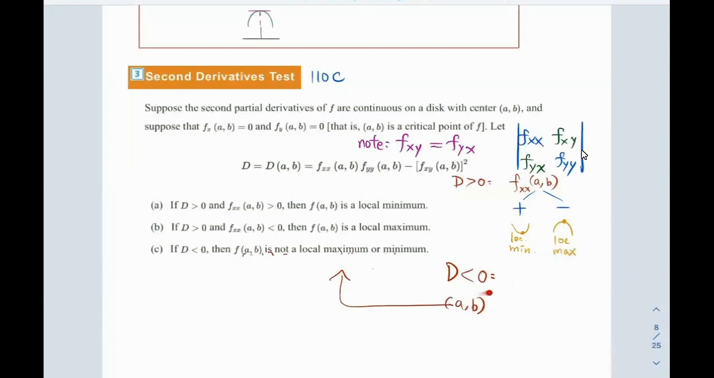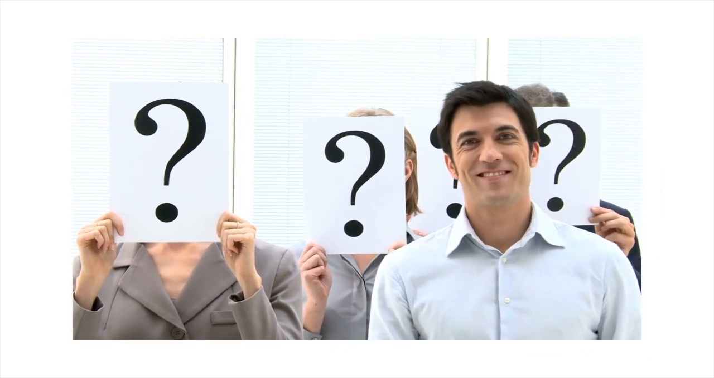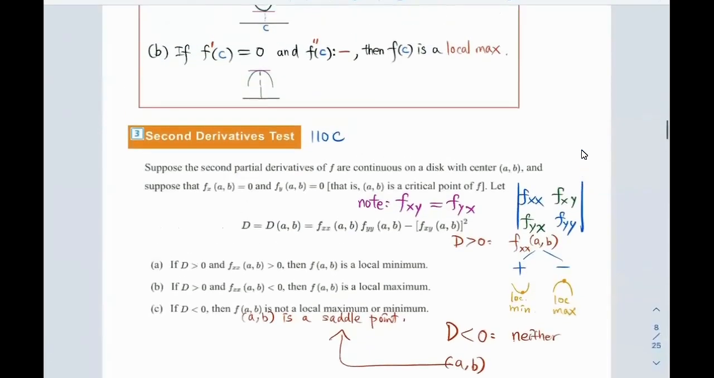If D here is less than 0, then the function value is not a local maximum nor a minimum. The situation is that (a, b) is going to be a saddle point. So neither, and that is a saddle point, just like what you see in the picture, in the graph. Question? All right, so that's the second derivative test.